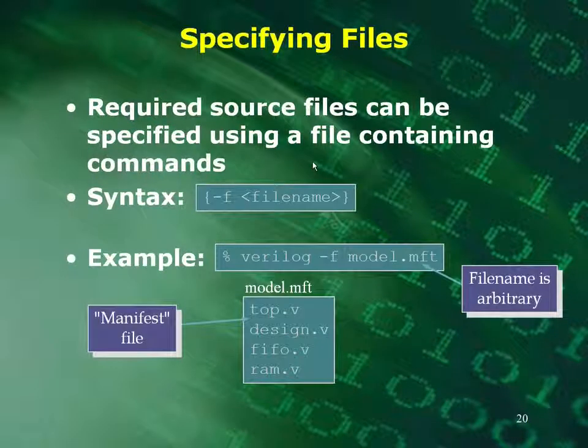Also, required source files can be specified using a file containing commands that will parse through that file. And the syntax is right here, -f and then file name. Okay, some people call these a manifest file. So here in this example, I've said to compile using that particular file, -f and then the file. And this name is arbitrary again. You're not stuck to any particular extension or anything. So in this file, I've said now to include all of those .v files in what I'll call the manifest file. So you can do it that way too.